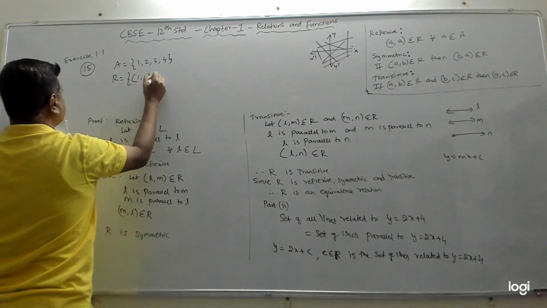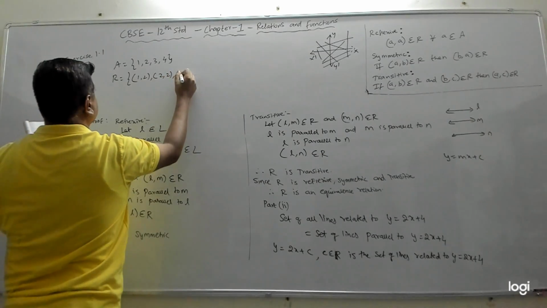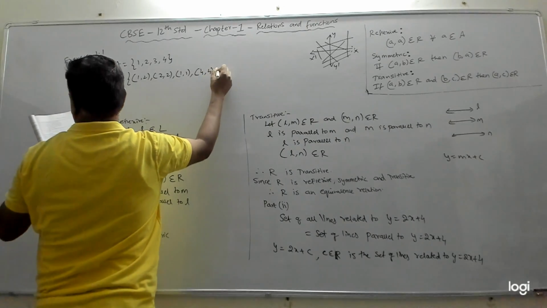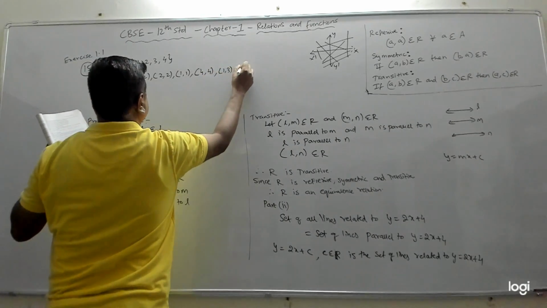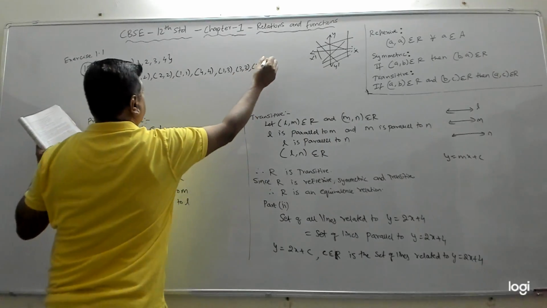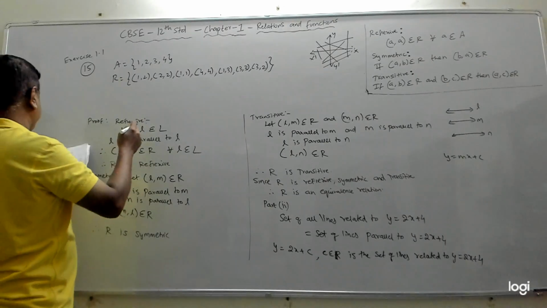R is {(1,2), (2,2), (1,1), (4,4), (1,3), (3,3), (3,2)}. Now we have to choose which is the best option. Let's choose which is the right answer.